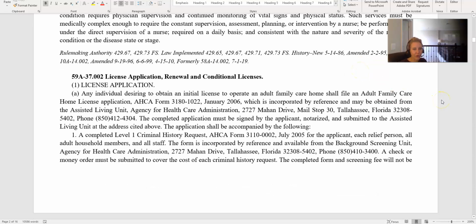License, application, renewal, and conditional licenses. This section will provide you with the information on how to apply for a license, what the fees are, and the requirements. So, license application.